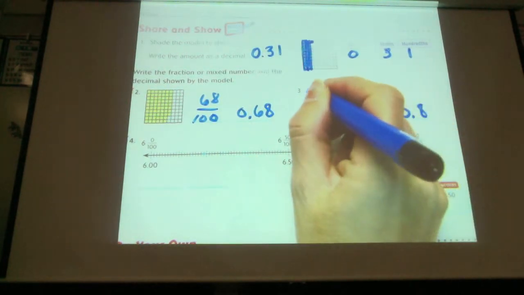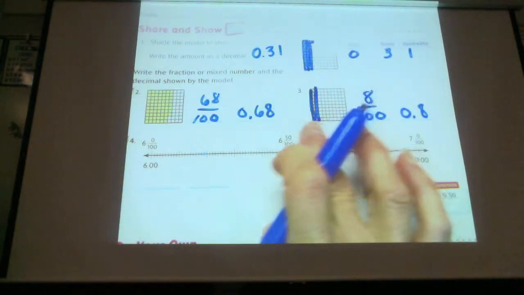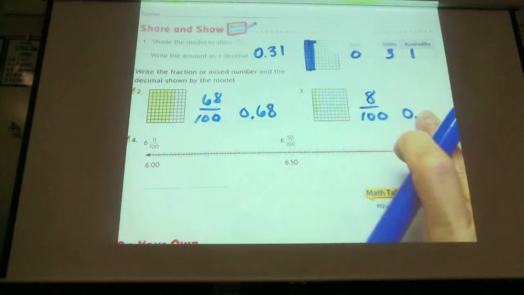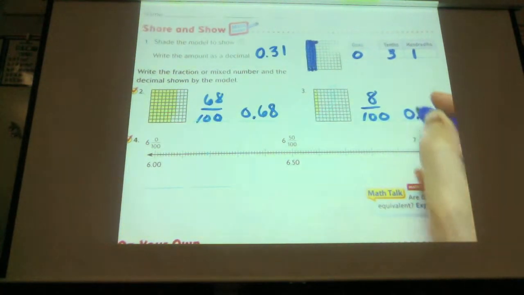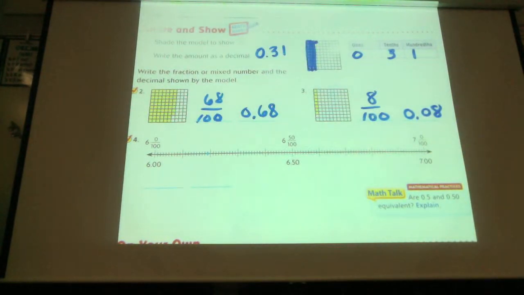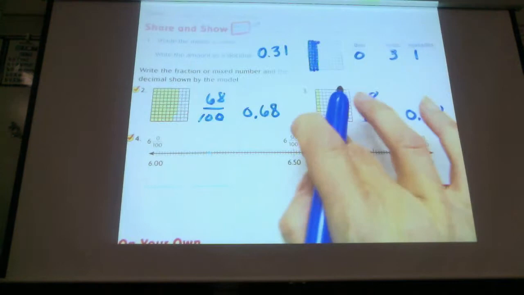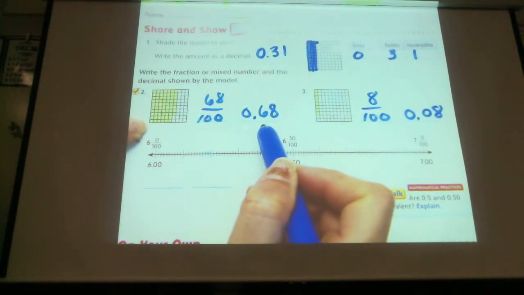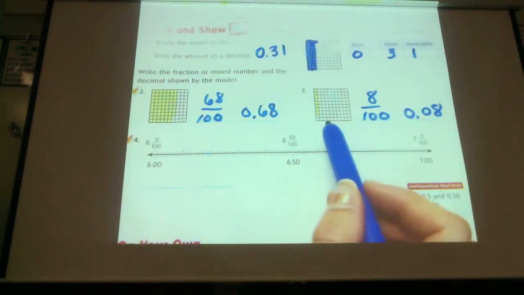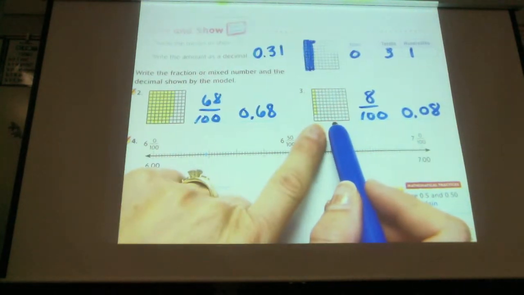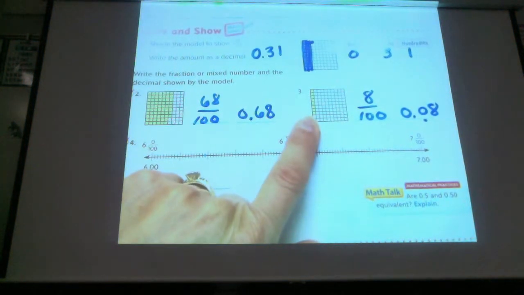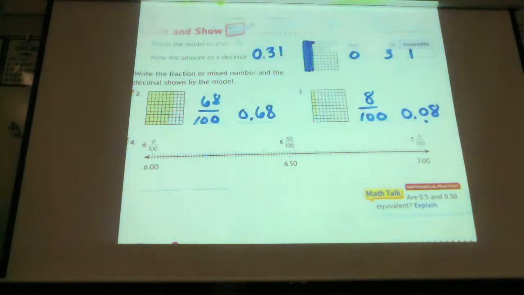There are no tenths shaded here, are there? That's kind of why I had you do it that way over here. What should it look like, Lydia? 0.8. 8 hundredths. Okay. And when I did this, I did how many tenths are there, and then I wrote it. And then I said how many hundredths are there. You do the same thing here. How many tenths are there? 0. How many leftover hundredths are there? There's 8. Okay.